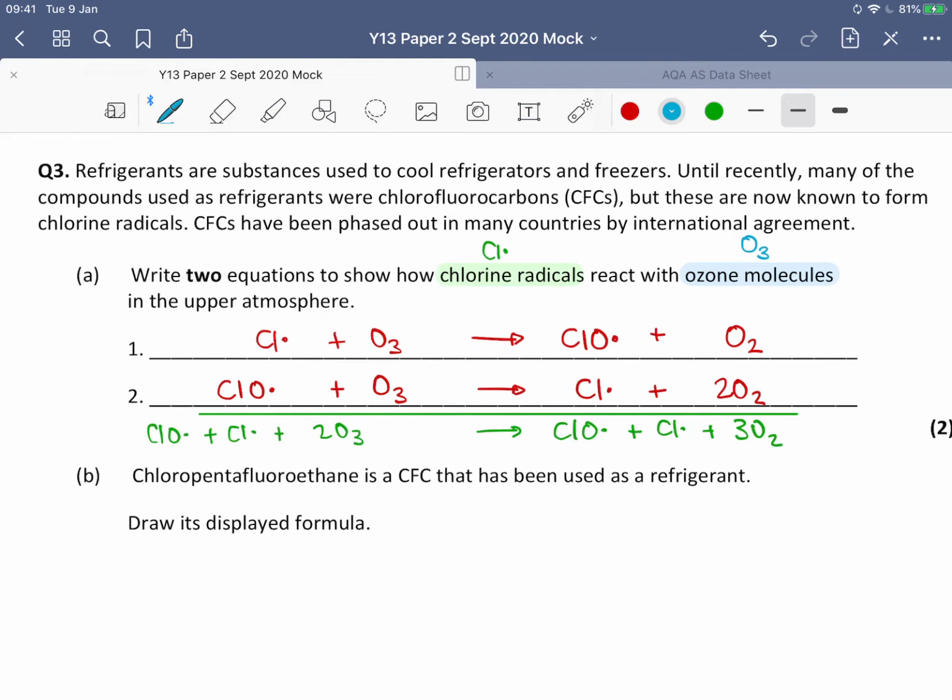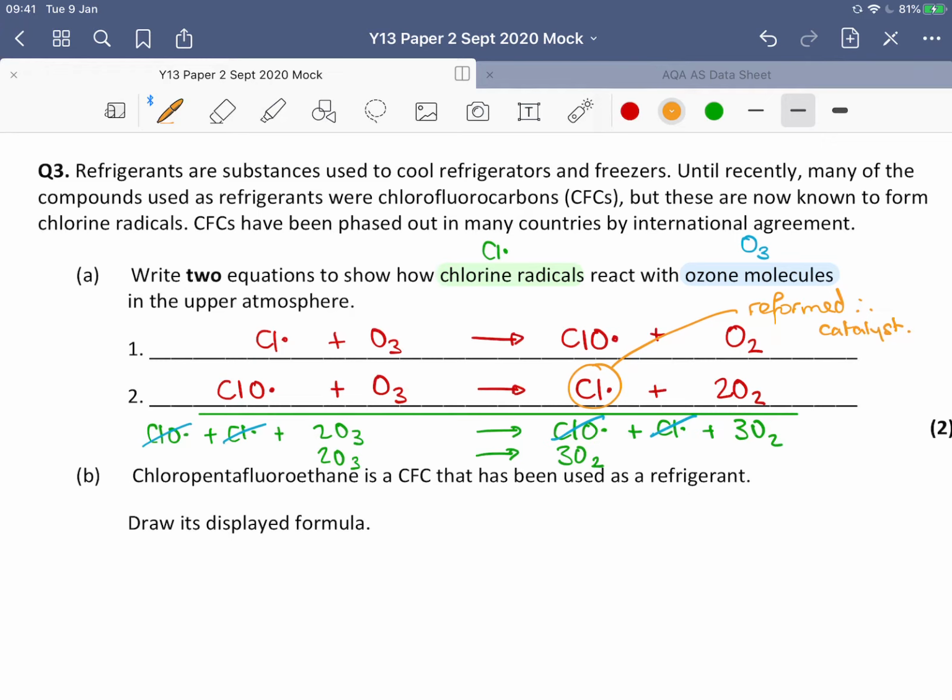And if this was maths, you'd be able to cancel things that are on both sides. So what we get is an overall equation, which is the decomposition of ozone into oxygen. And the fact that the chlorine free radical was reformed means that it is acting as a catalyst. You didn't need to know that to answer this question, but I think we're using these questions as a way of reminding us about different parts of the course.